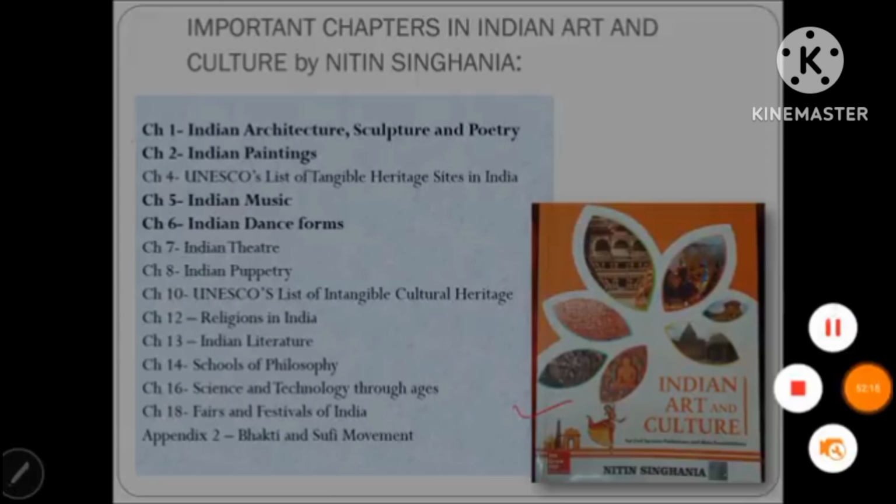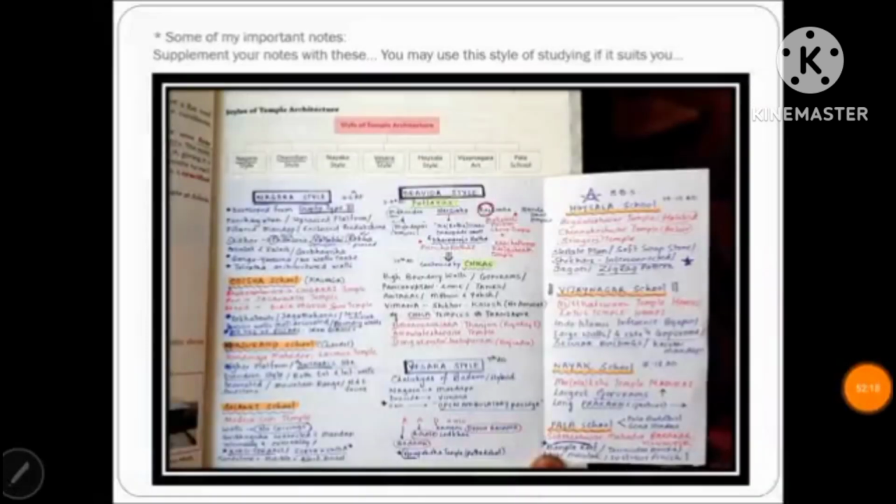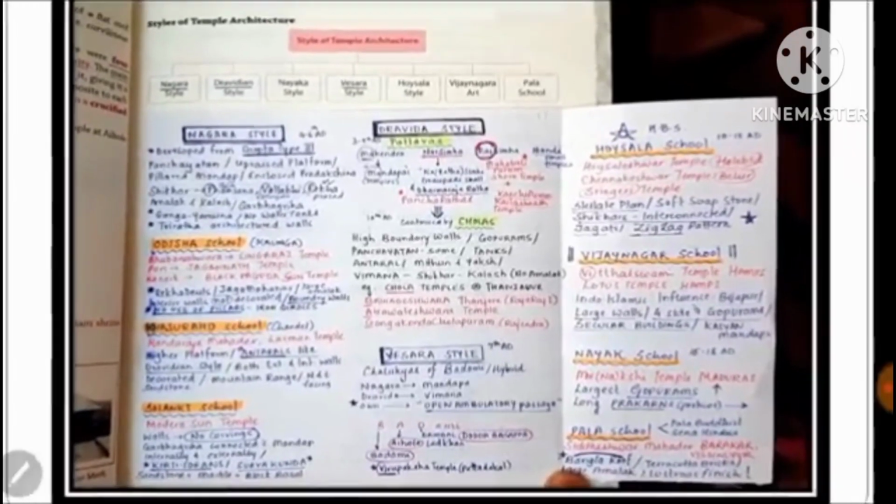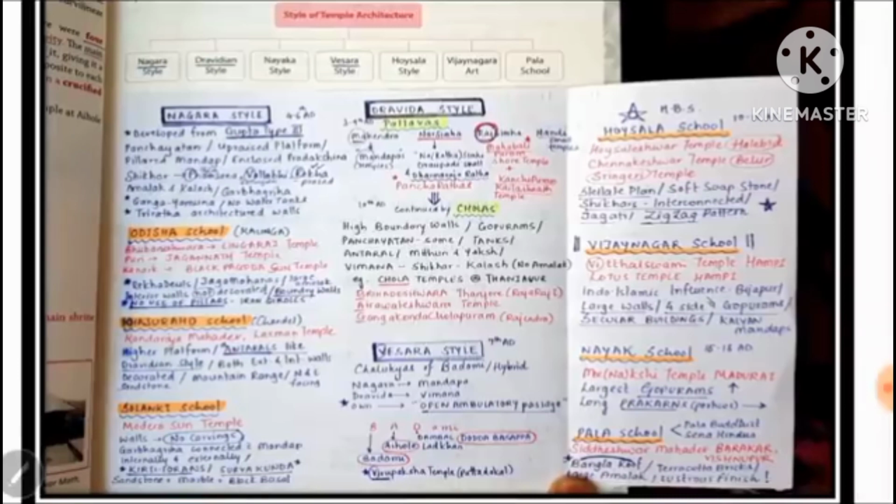Now these are some of my important notes. You can supplement these books or your notes with such kind of notes. You may use this study technique if it suits you. Let me zoom it. Now see, I have mentioned the important points in short: Nagara style, Dravida style, Vesara style of temples, the various temple schools, and their important points. These have been mentioned here. So it made revision really easy for me.